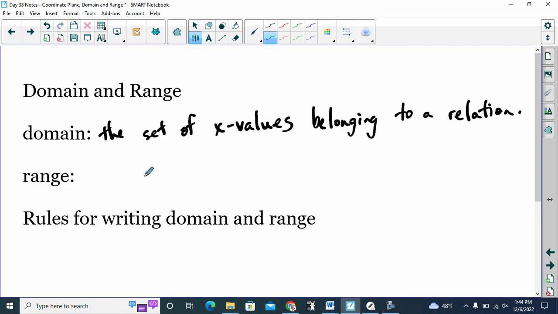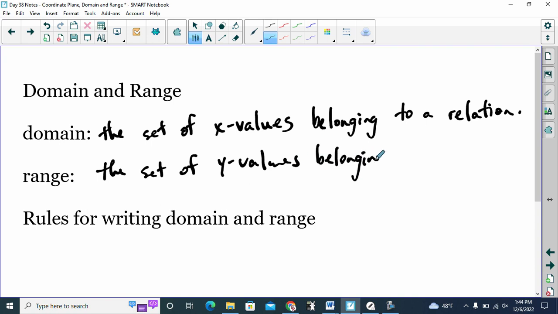And as you might guess, the range is the set of y values belonging to a relation. Same definition, big thing to remember, domain is x's, range is y's. We do have a couple rules on how we write domain and range. First of all, it's a set, so we use set notation.